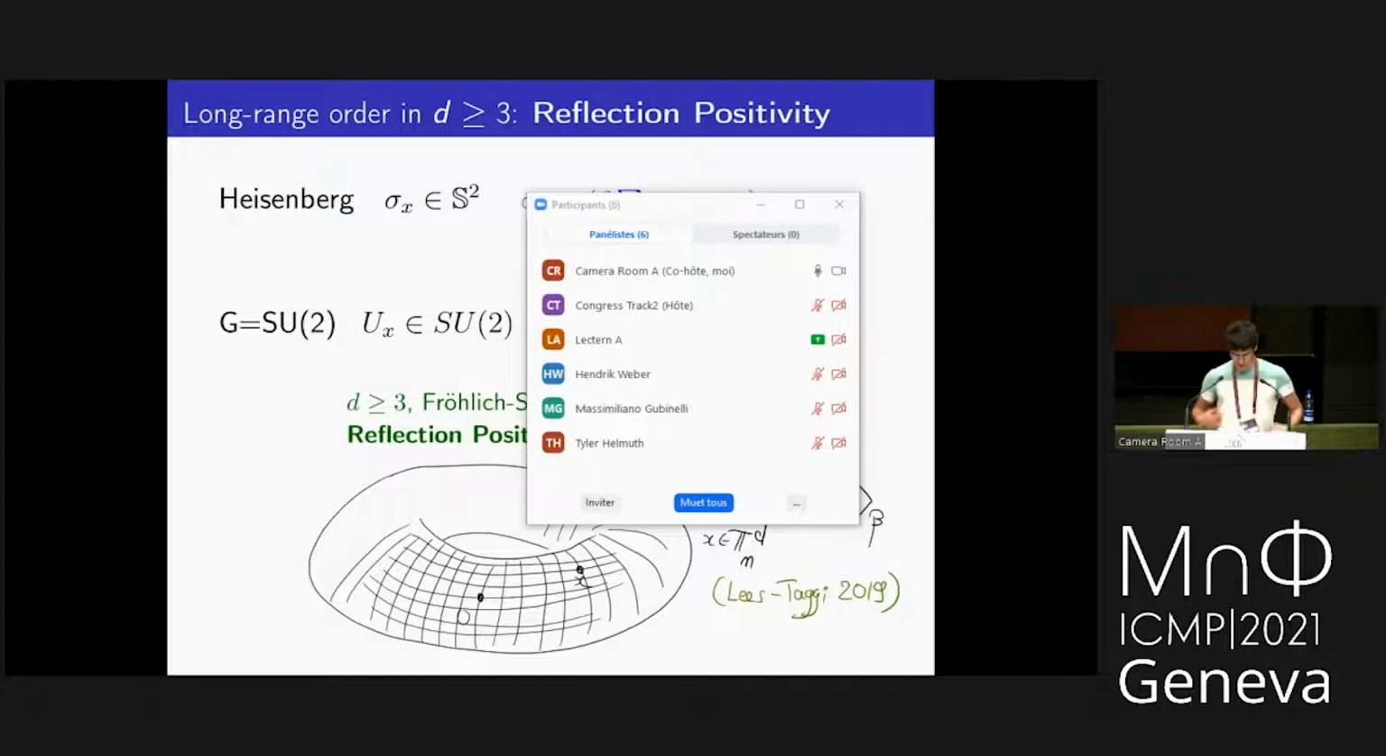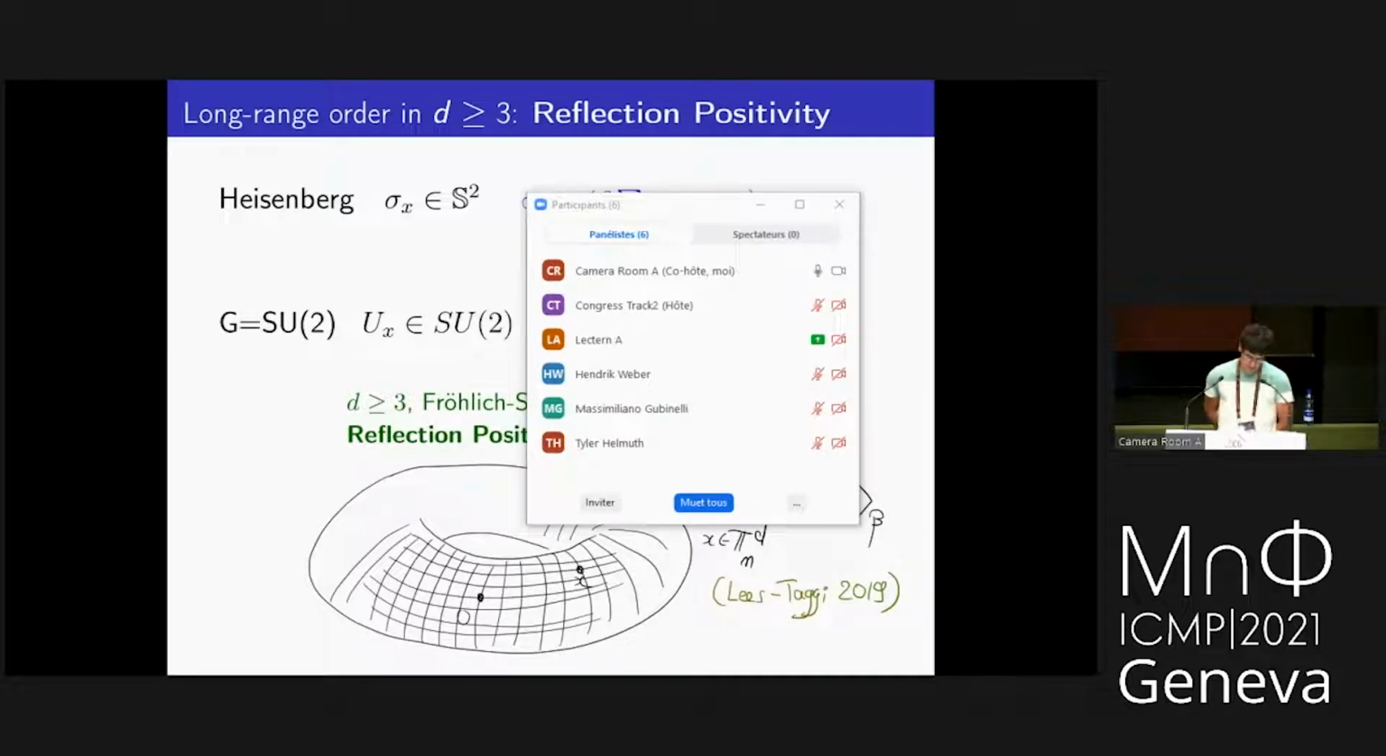There are geometric constraints. The domain needs to have lots of symmetries. You need to be able to apply lots of reflections with respect to hyperplanes, and basically you have to work on the torus. And also those proofs only give information about the average two-point correlation functions, even though there is a recent work by Lis and Taggi which improves on this.